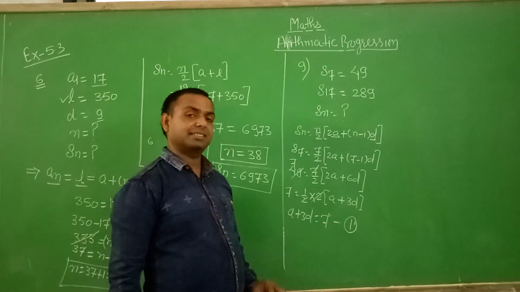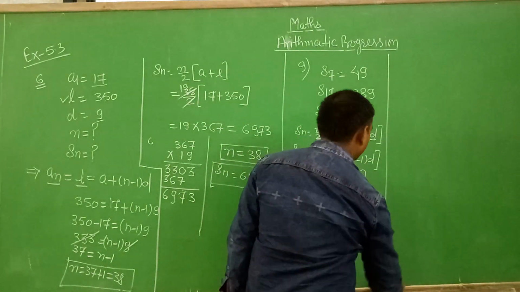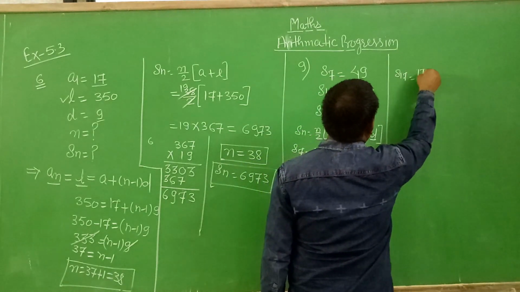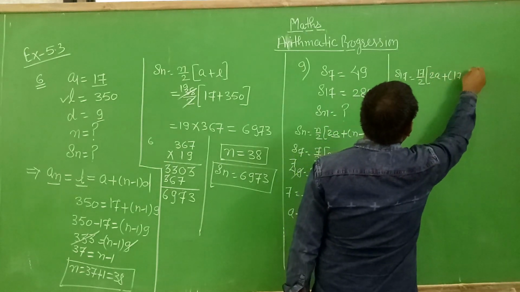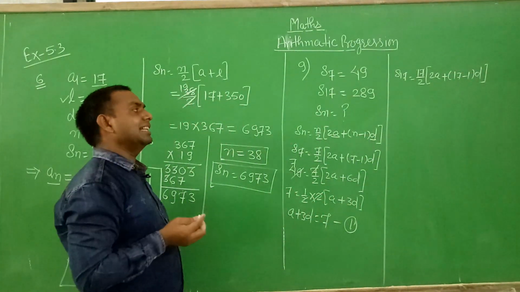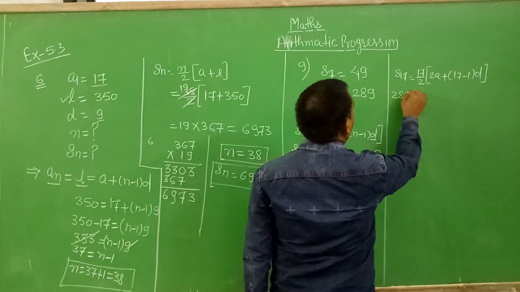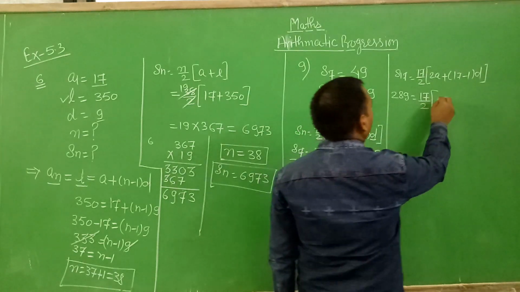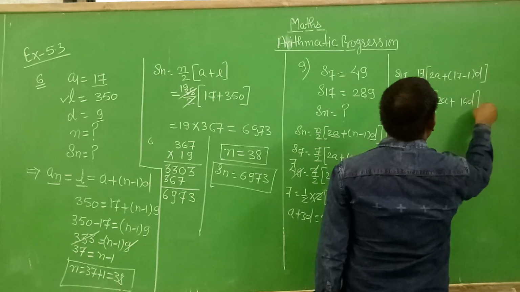So a + 3d is equal to 7. Second condition, S17 is given. S17 means S17 is equal to 17 by 2 bracket 2a + (17 - 1) into d. Here the value of S17 is also given. It is 289. So 289 is equal to 17 by 2 bracket 2a + 17 minus 1, it is 16d.